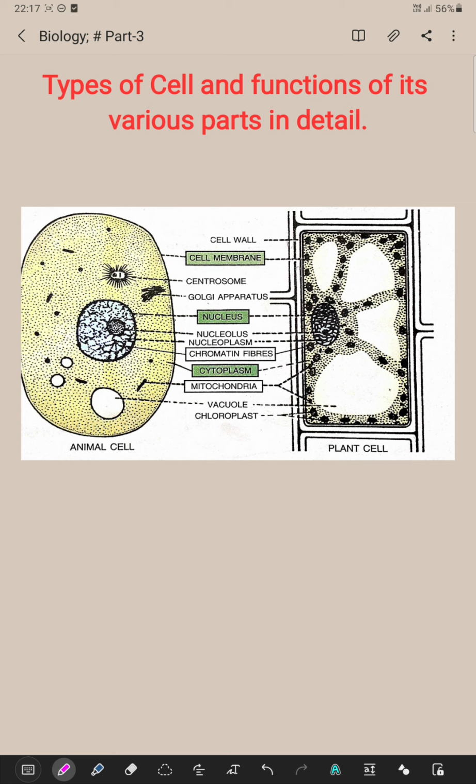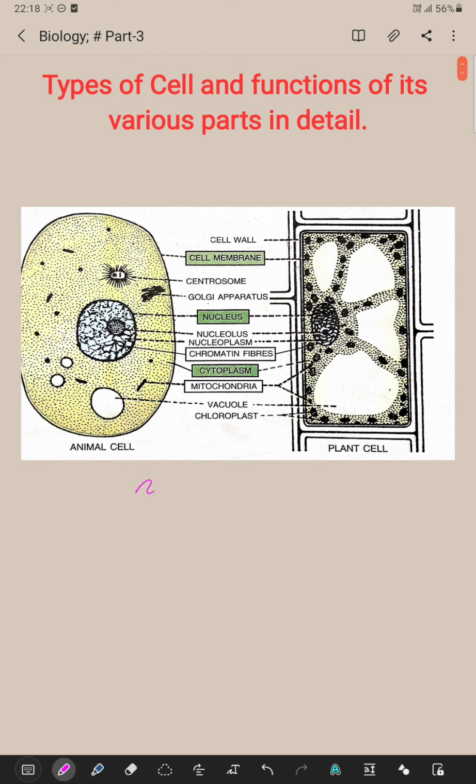So today we are going to start with the structure of the cell, that is types of cell and function of its various parts in detail. It means that in this video we are going to cover the types of cell, that is animal cell and plant cell, and we are also going to know the various parts of it in a detailed manner. So this video could be lengthy because we will understand this topic in a very clear manner. So, without waiting, let's start.